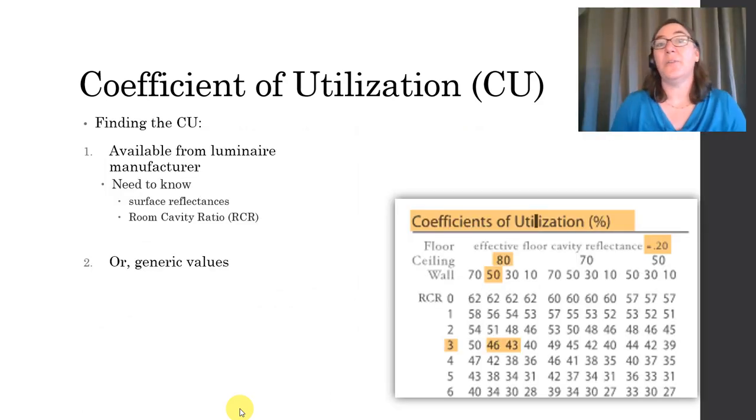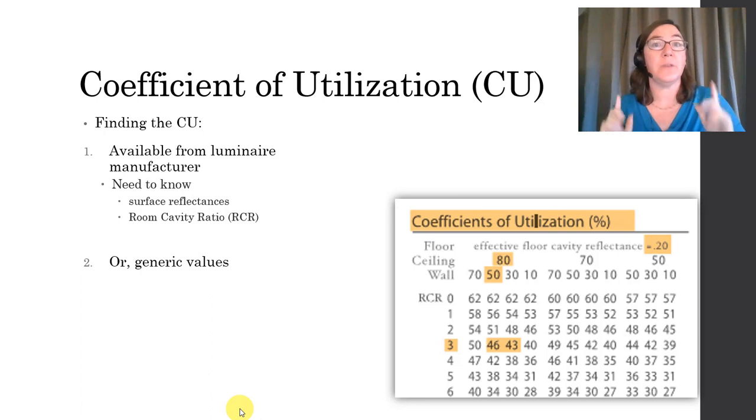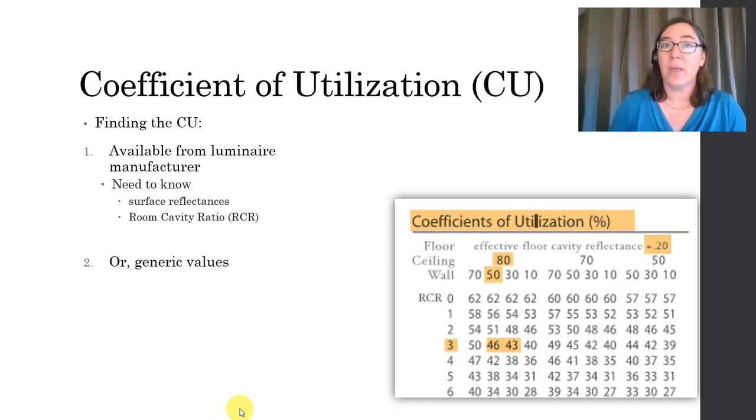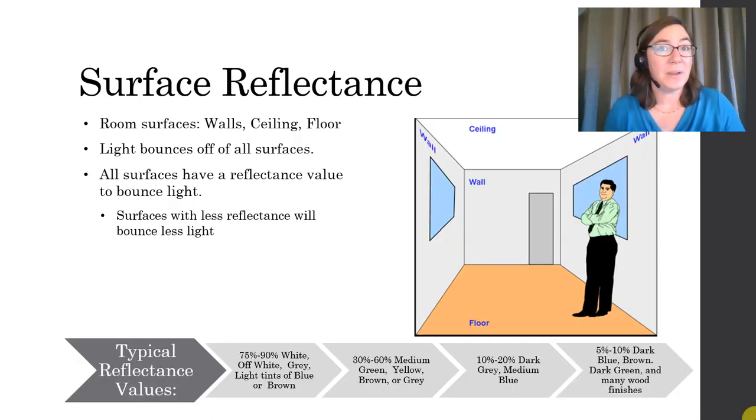How do you find the coefficient of utilization so that you can use it in your calculations? Well, it is available from your luminaire manufacturer. In order to find this number, you need to know the surface reflectances in your room and also the room cavity ratio. I'll talk about both of those in just a minute. Or you can also use some generic values if you don't have any of that information available to you. So to get the coefficient of utilization, you need to know surface reflectances and room cavity ratio.